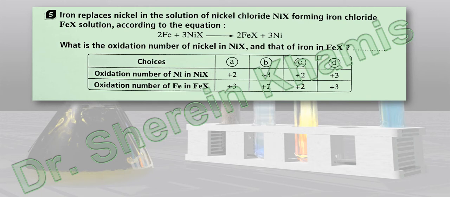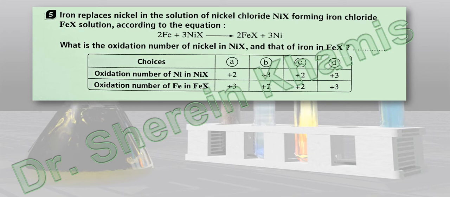Question number 5 says that iron replaces nickel in the solution of nickel chloride NiX, forming iron chloride FeX solution according to the equation. What is the equation? Here we have 2Fe plus 3NiX will give 2FeX and 3Ni. Do you think what is the oxidation number of nickel in NiX and that of iron in FeX?